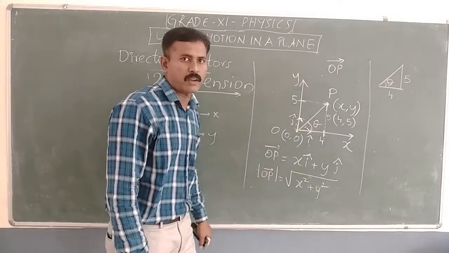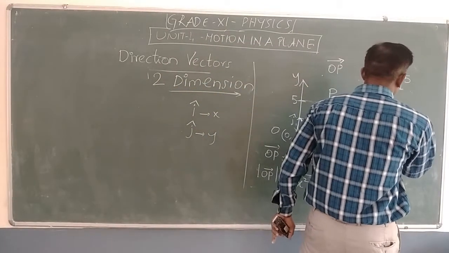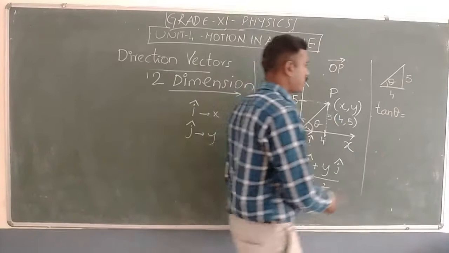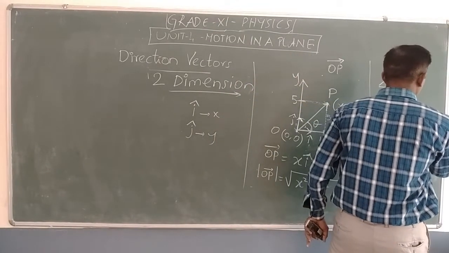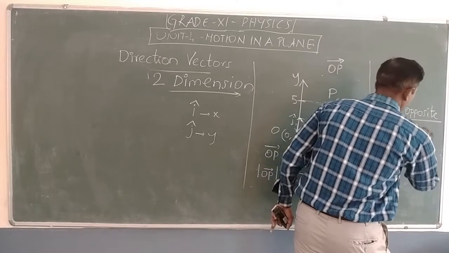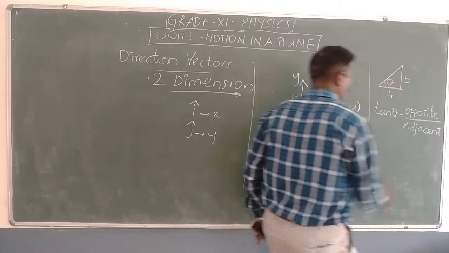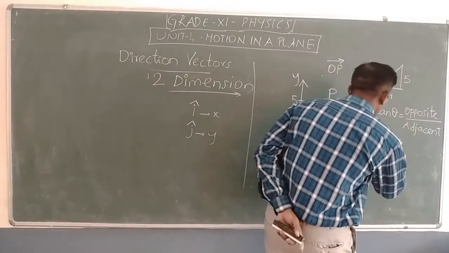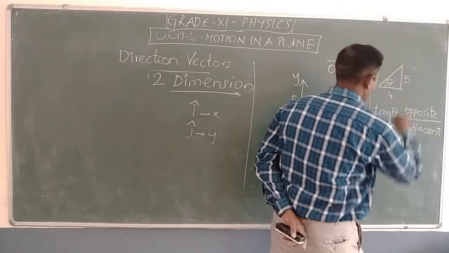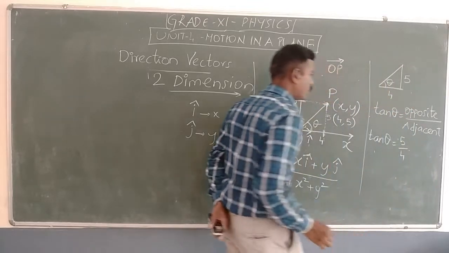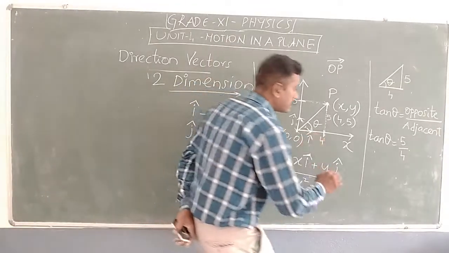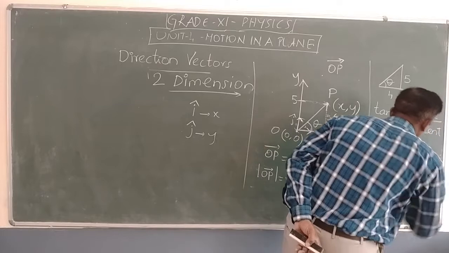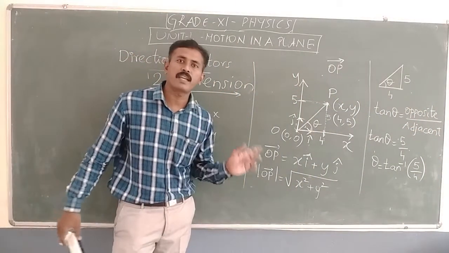I will take the tan of the triangle. Taking tan, tan theta equal to, what is tan theta? I will write it as opposite by adjacent. So this is the formula. Tan theta is opposite by adjacent. Then what is opposite? Tan theta is 5 divided by 4. Then you can find the angle theta. Theta is tan inverse of 5 divided by 4. So this is the formula for finding the angle theta.